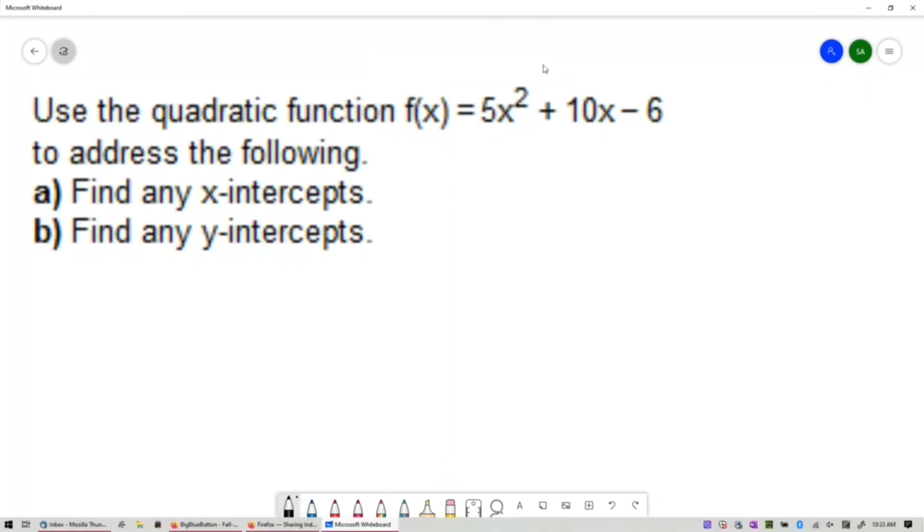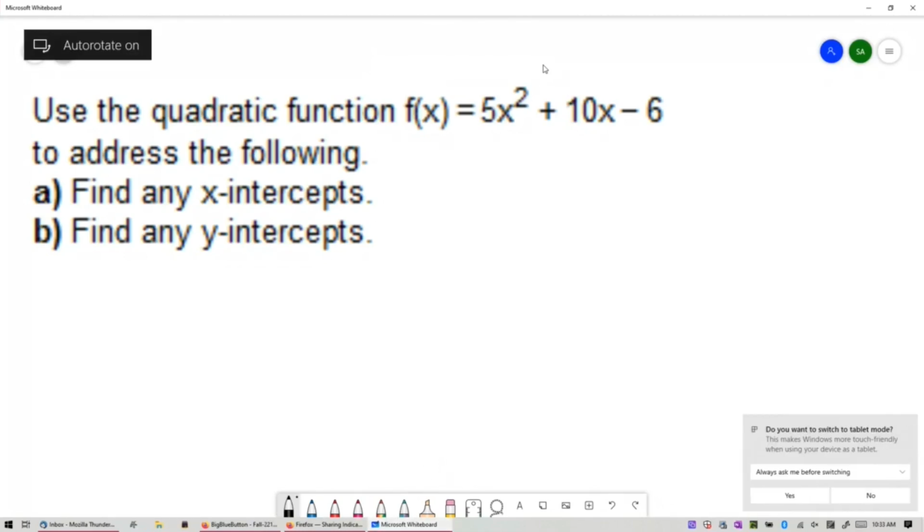Okay, so here's another question that I've been asked. This question says, use the quadratic function f of x equals 5x squared plus 10x minus 6 to address the following. We want to find any x-intercepts and find any y-intercepts of this function. I'm going to start with the y-intercepts, even though that's part B.